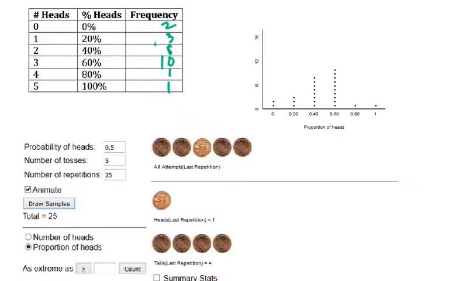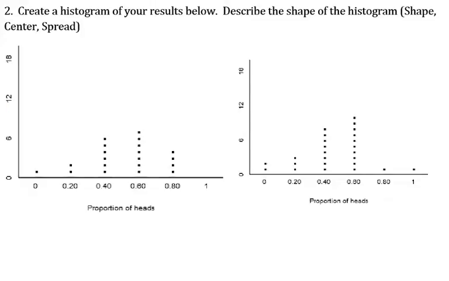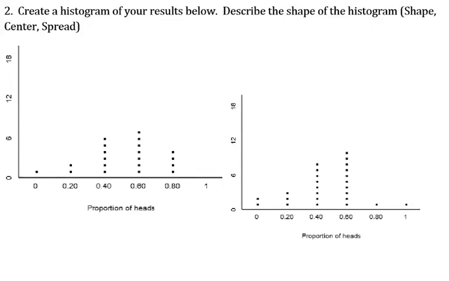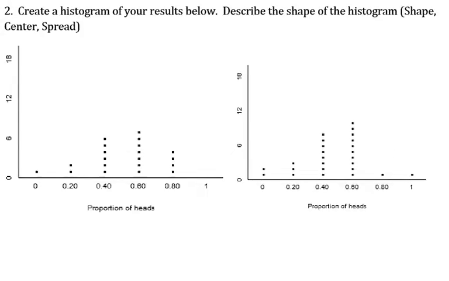Okay, now this right here is actually what we needed for the next part, right? It wants you to draw a frequency table, a histogram. So that's what we have. So I actually showed you twice because you may have different results than I did. Okay, so here are the 2 that I did.